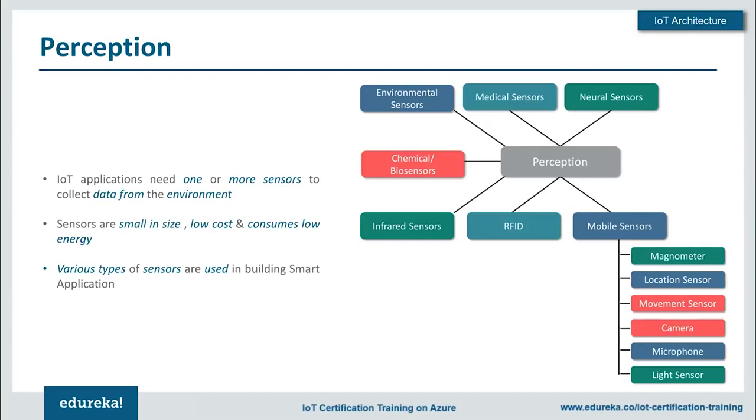Apart from this, neural sensors, medical sensors like the fitness bands that we use, healthcare bands which are used for heart patients, again, environmental sensors which check the temperatures around the environment and make you aware of the changes, chemical or biosensors which are very useful on a daily basis as well. Again, infrared sensors are something that's quite common as well.